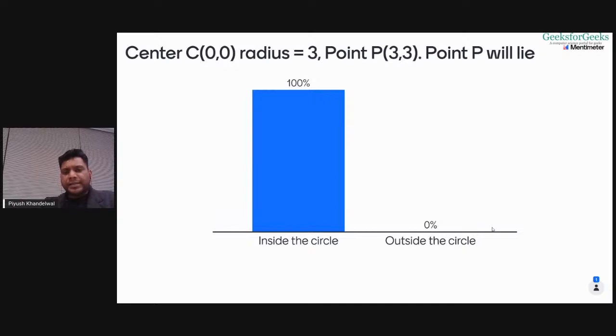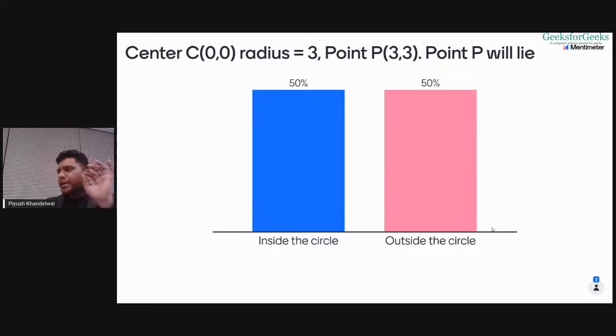Okay, people are saying inside the circle. The point is at 3, 3, the circle is at 0, 0, the origin is the center, and radius is 3. Most of the people are saying it's inside the circle. Many are saying it's outside the circle. We need to verify, right?